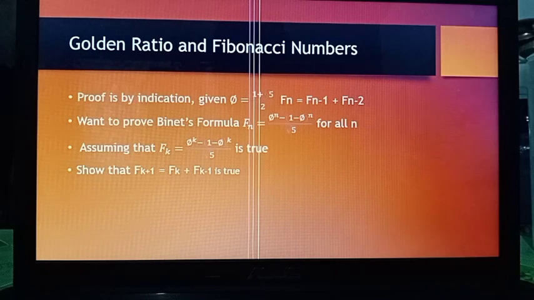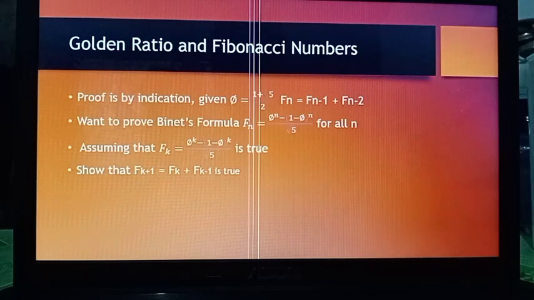Golden ratio and Fibonacci numbers. The proof is by induction. Given the golden ratio equals 1 plus the square root of 5 over 2, where F sub n equals F sub n minus 1 plus F sub n minus 2, we want to prove Binet's formula: F sub n equals the golden ratio raised to n minus 1 minus the golden ratio raised to n, divided by the square root of 5, for all n.